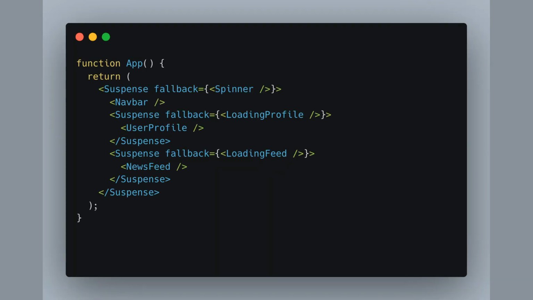You can nest Suspense components for granular loading control, allowing parts of your app to load independently. Imagine your app is a social media platform. First, the main loader, with a spinner, wraps everything. Inside, you have your navbar show up instantly because it doesn't need to wait. Then, there are separate loaders for your profile and newsfeed. The user profile might pop up first with its own loader, and as you're checking out your profile, the newsfeed quietly loads in the background, appearing seamlessly after it's done.